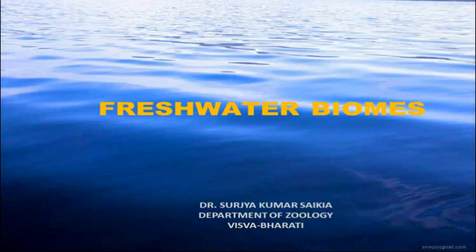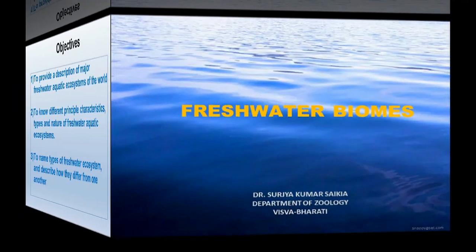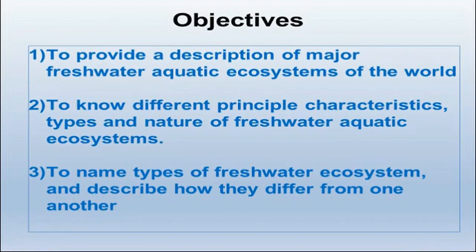Good afternoon, students. Today's topic is freshwater biome. In this topic, I will provide you a description of major freshwater aquatic ecosystems of the world. In this topic, we will also know the different principal characteristics, types and nature of freshwater aquatic ecosystems. We will also learn to name the types of freshwater ecosystem and describe how they differ from one another.